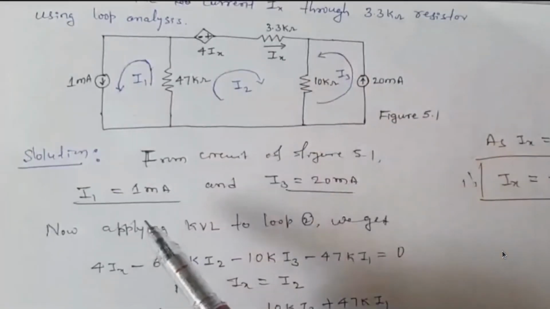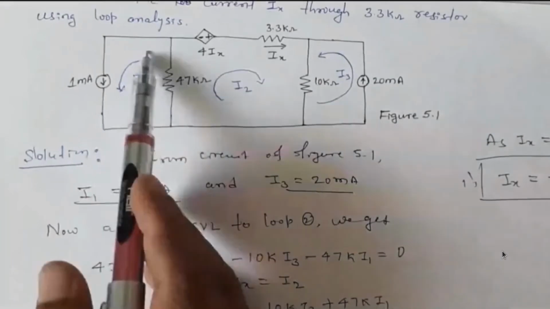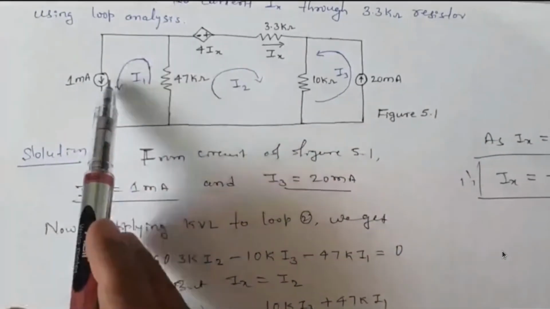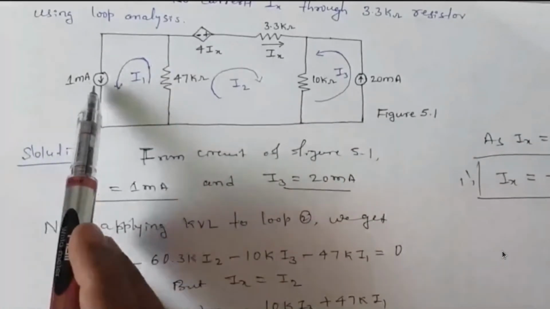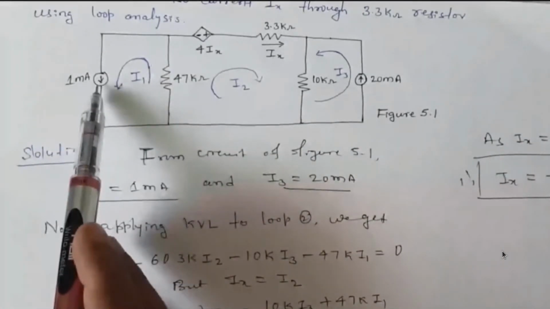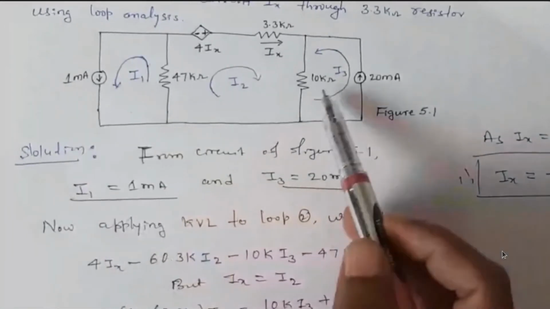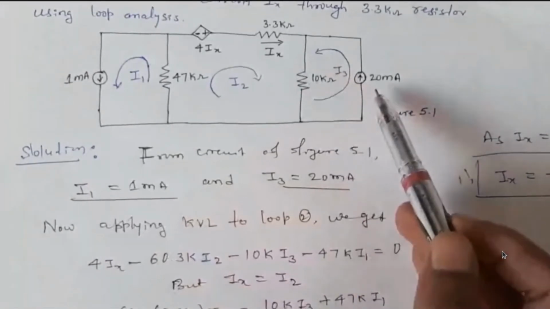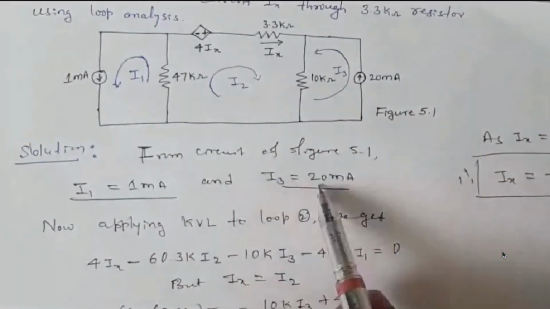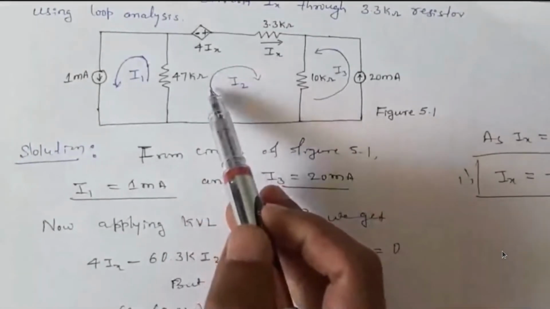Okay, and here I1 can be directly written because in this loop, if you see, the current through this loop is I1 and the current through that current source is 1 milliampere. Because of that, 1 milliampere I have written directly. And if you see this side, the current through this loop is I3 and that current is 20 milliampere. I1 and I3 you got directly. The only thing is you need to apply KVL to I2, meaning loop 2.